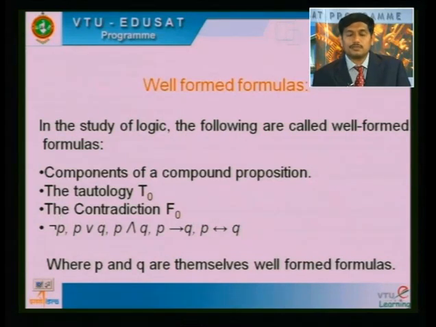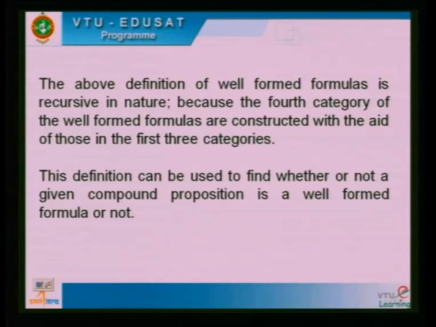P and Q are themselves well-formed formulas. If you assign some values, we get the related values. That is why we say that they are well-formed formulas. The above definition of well-formed formulas is recursive in nature, because the fourth category of well-formed formulas is constructed with the aid of those in the first three categories.